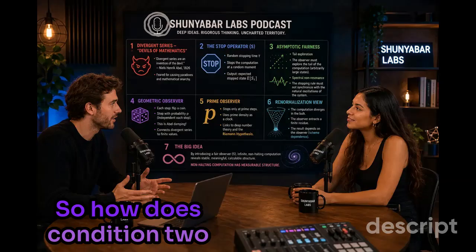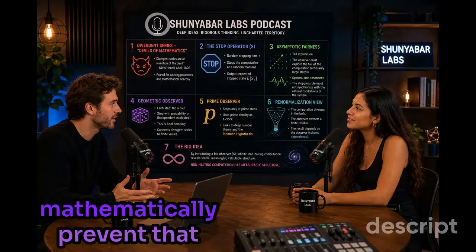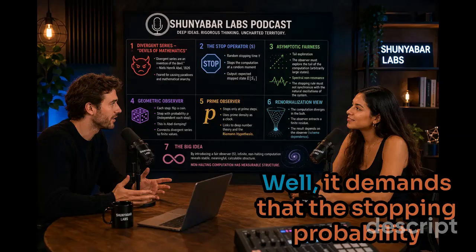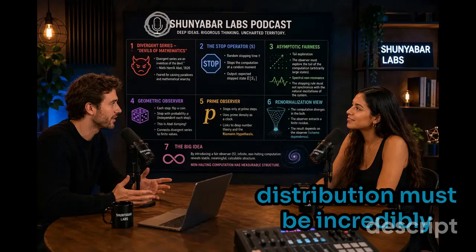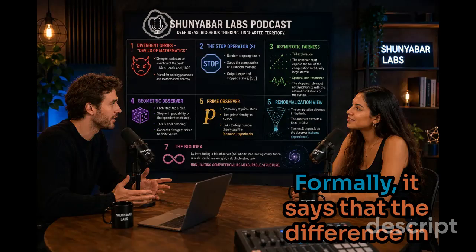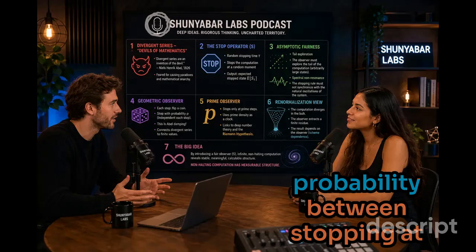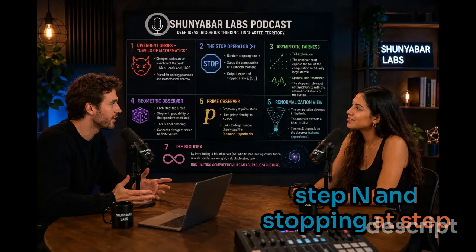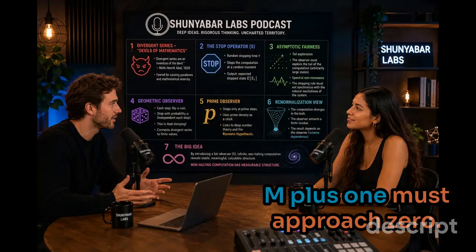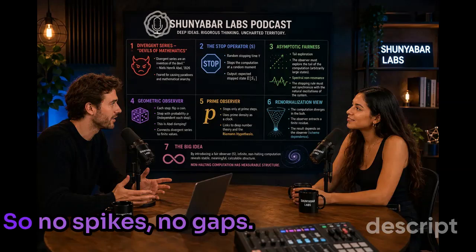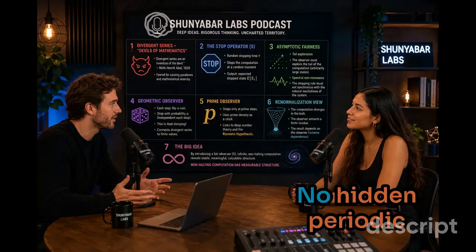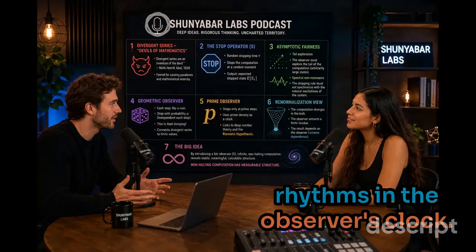So how does condition 2 mathematically prevent that strobe light effect? Well, it demands that the stopping probability distribution must be incredibly smooth and diffuse. Formally, it says that the difference in probability between stopping at step n and stopping at step n plus 1 must approach 0. So no spikes, no gaps. No hidden periodic rhythms in the observer's clock.